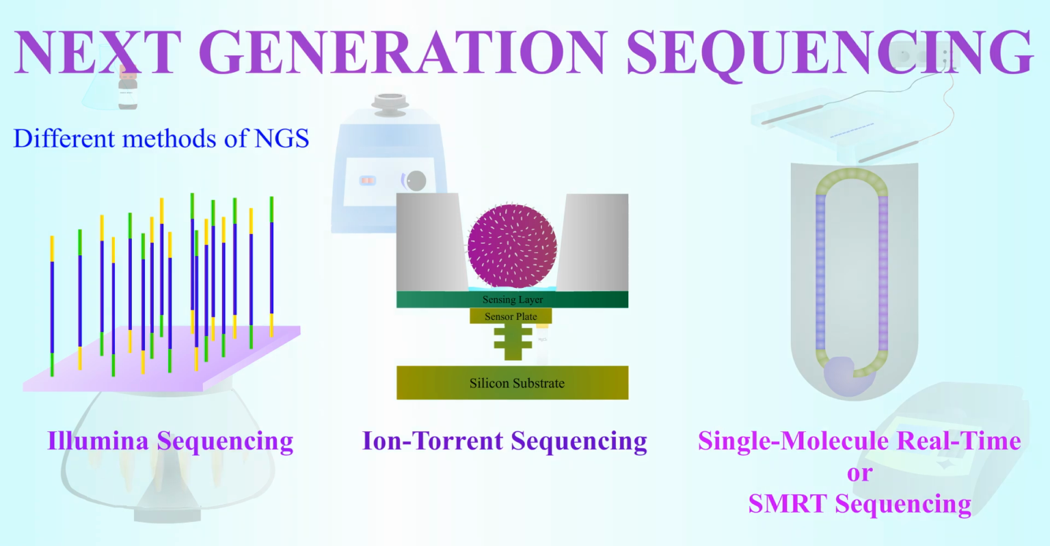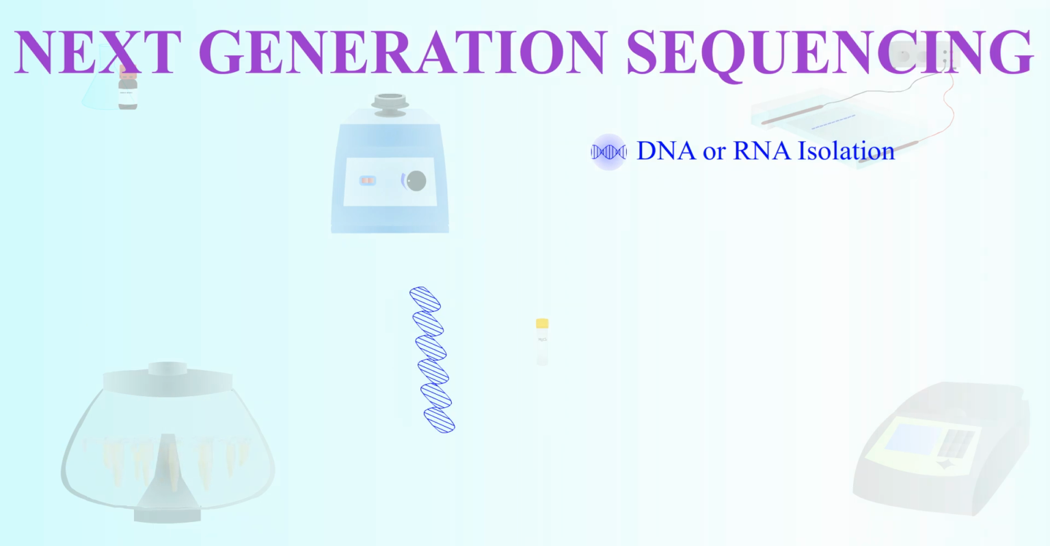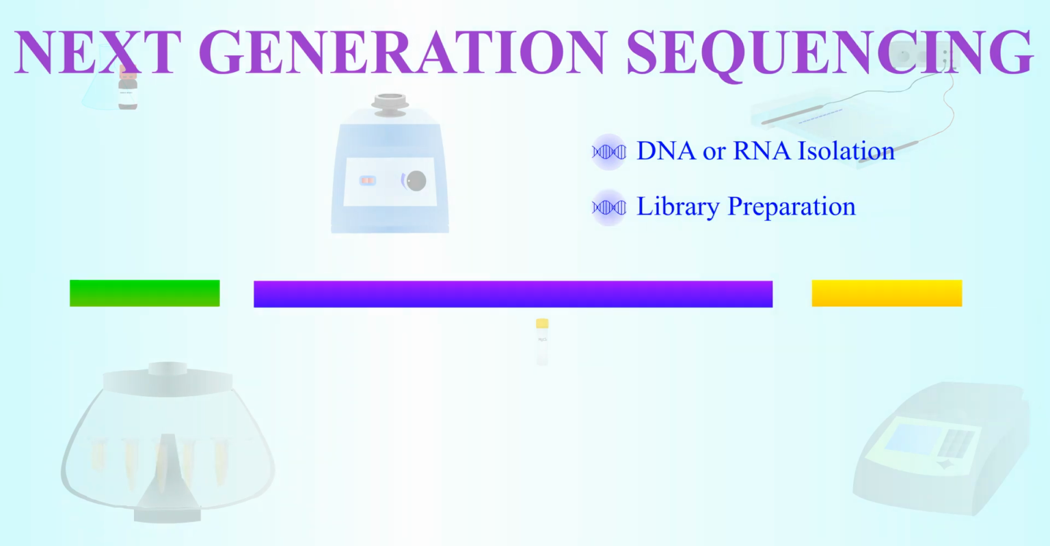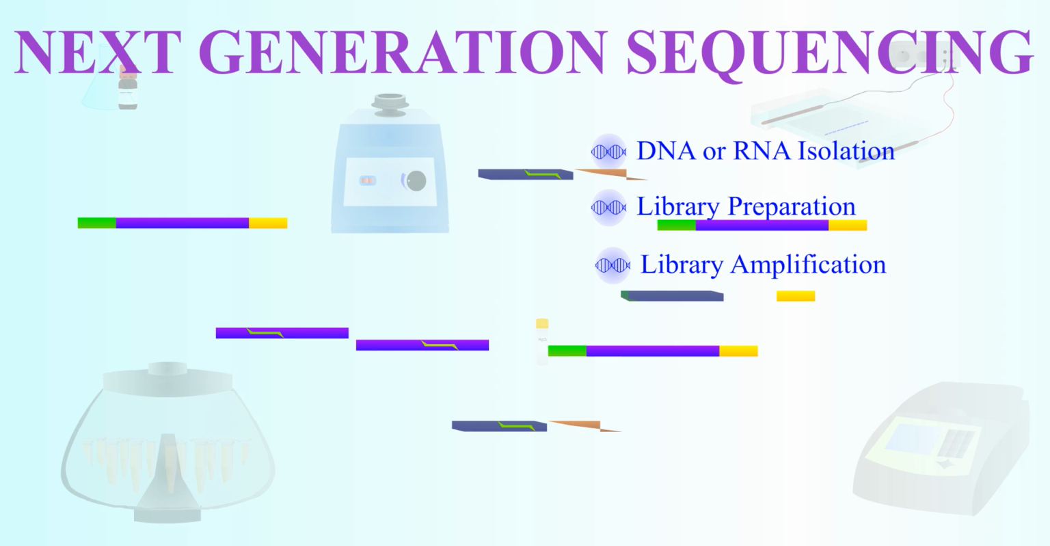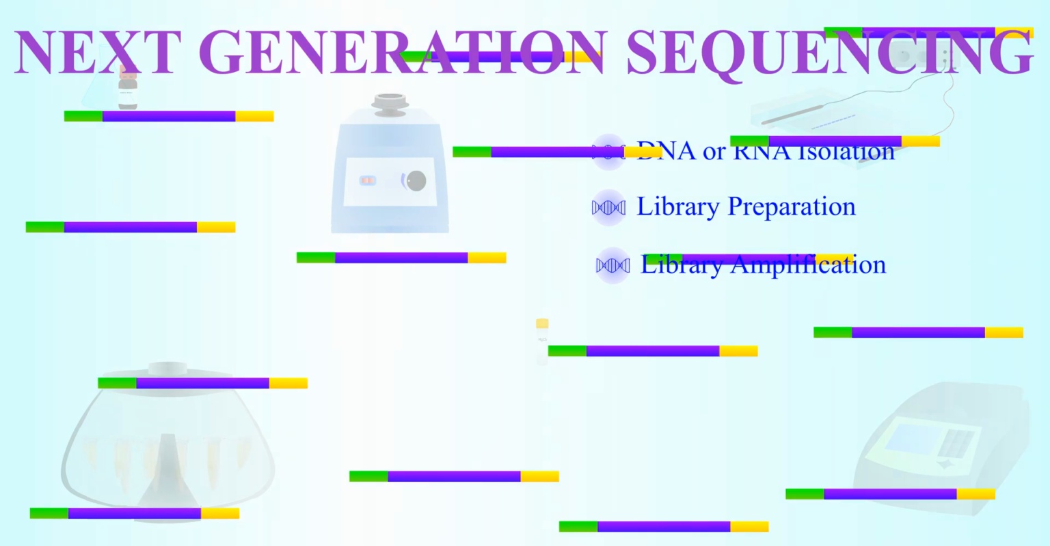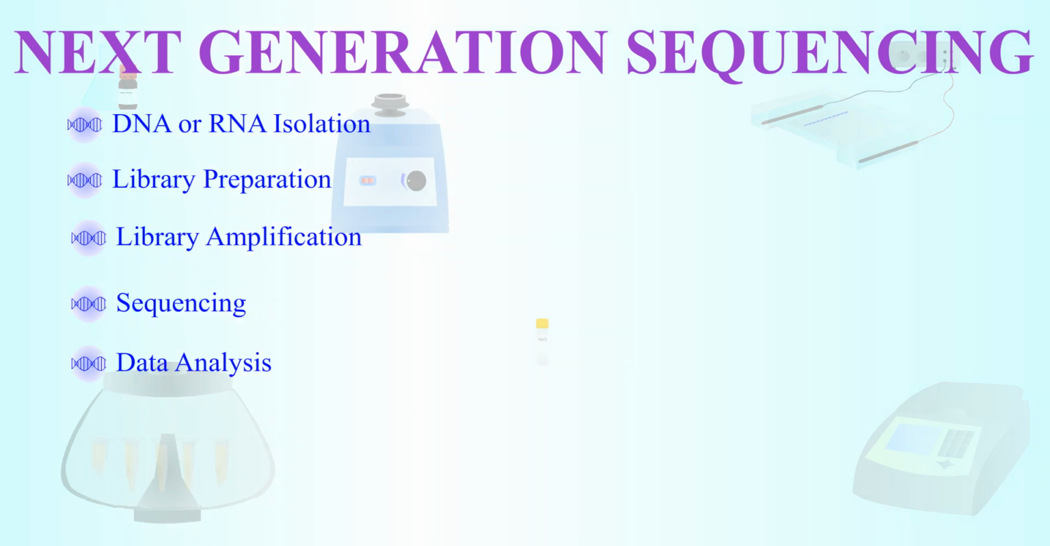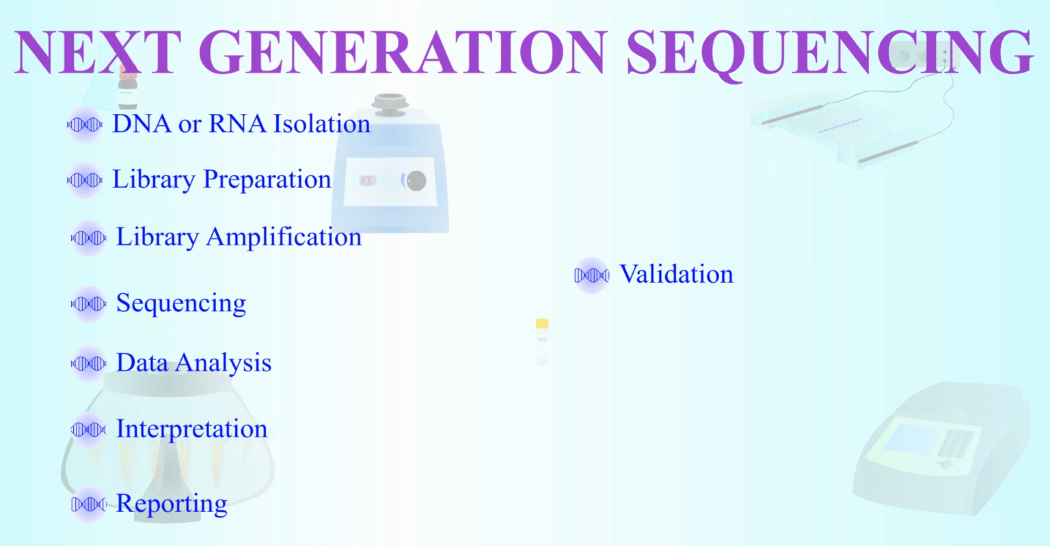Whatever method they adopt, the NGS technique follows the same steps, which begins with sample preparation, that is DNA or RNA extraction, and library preparation. The library is amplified using polymerase chain reaction to increase the amount of material available for sequencing, followed by sequencing, data analysis, interpretation, and reporting, and finally validation. So, let's see how different sequencing methods work.